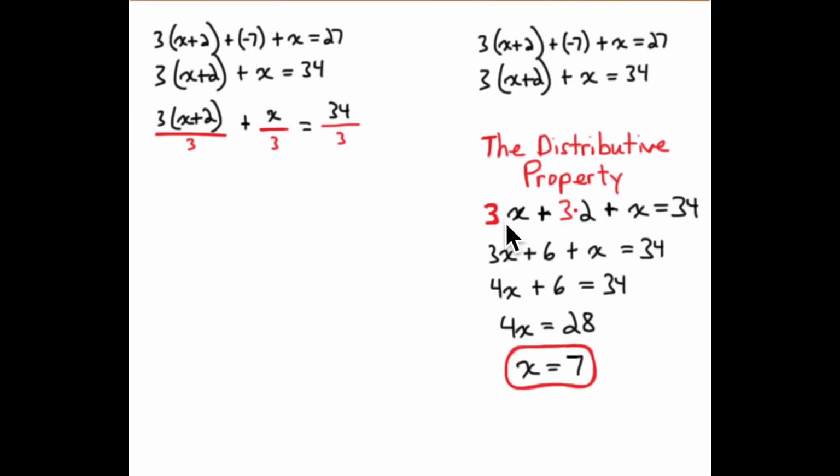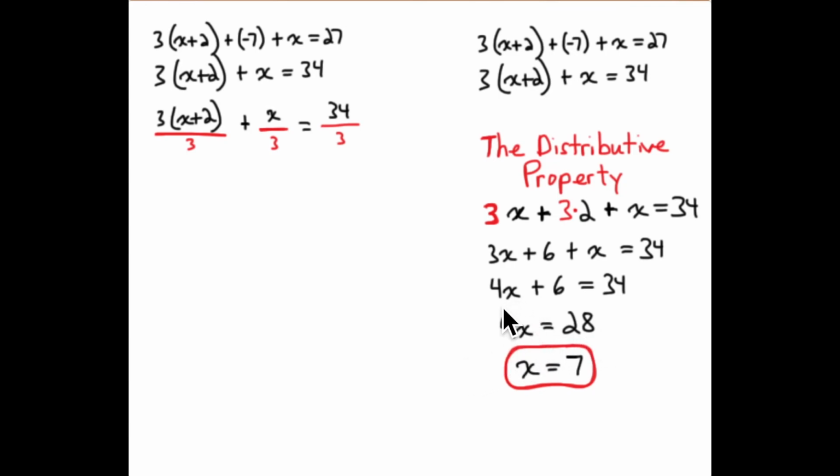So if I chose to distribute this 3 to x plus 2, that's going to be 3x plus 3 times 2 plus this x right here equals 34. So now we have 3x plus 6 plus x. So there's the 4x plus 6 equals 34. Subtract this 6, or add a -6 which is the additive inverse of positive 6. So 34 plus a negative 6 is 28. And you end up with 4x equals 28.